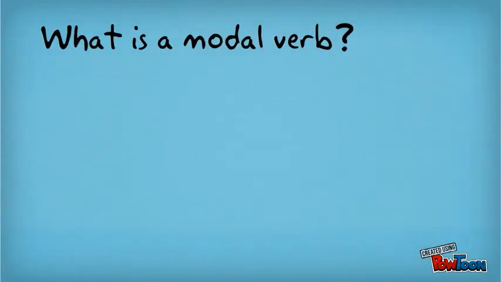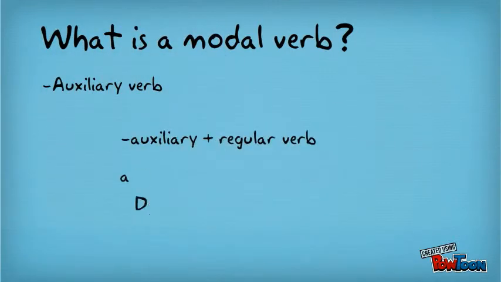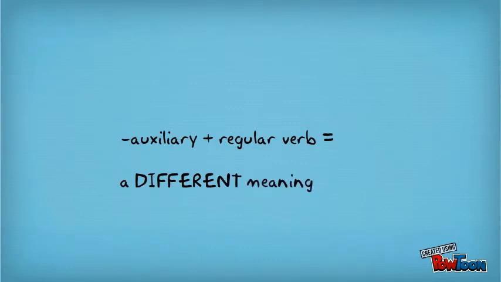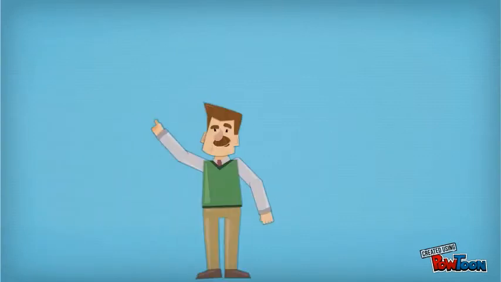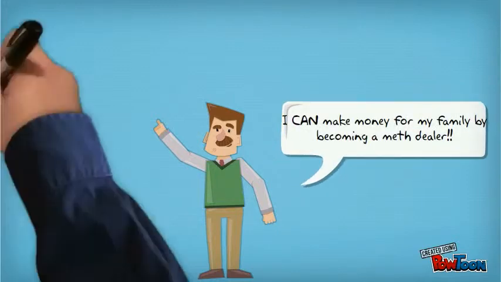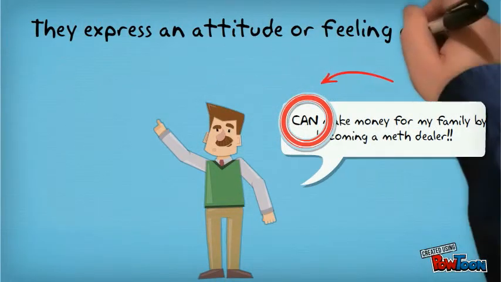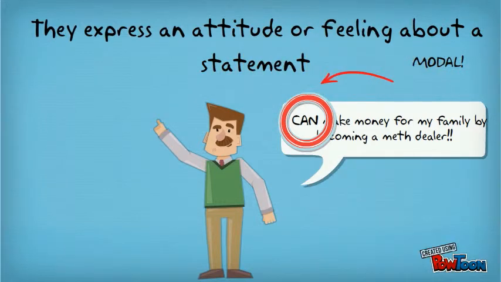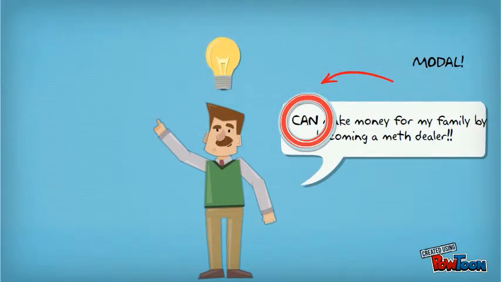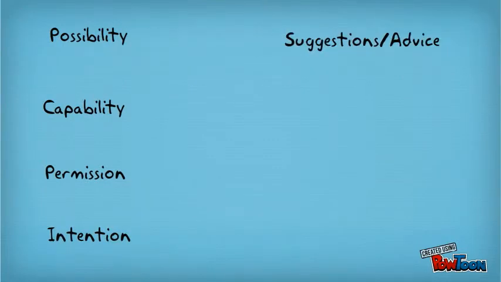Well, it's what we call an auxiliary verb, meaning that it must be used in combination with another verb in order to change the meaning of the sentence. In the case of modal verbs, they are used to show the speaker's attitude towards what he or she is saying. We use modals to express many different kinds of attitudes. It can express a possibility, a capability, to ask permission, to state an intention, to give suggestions or advice, to say that something is obligatory, or to be polite.